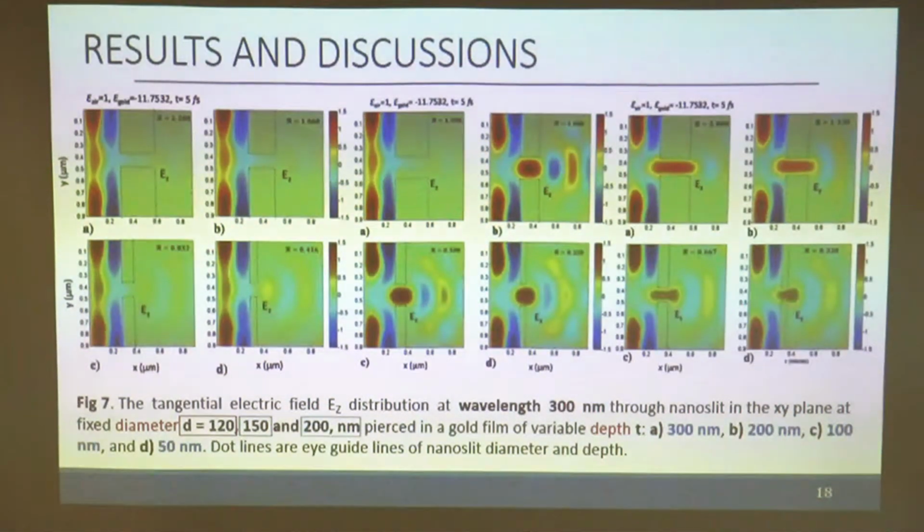But what happens if I move for 200 nanometers? You can see here that in the first one, this is 300 nanometers, that the aspect ratio is 2, and the other one is aspect ratio 1.33. That is, you can see the extraordinary optical transmission.